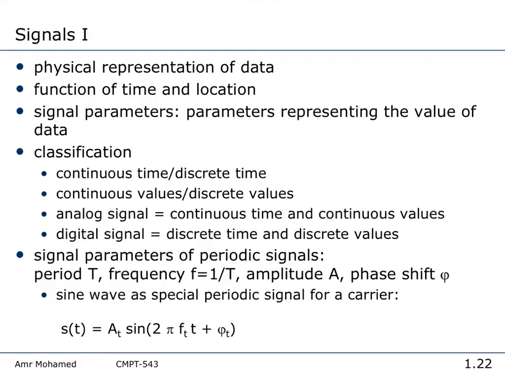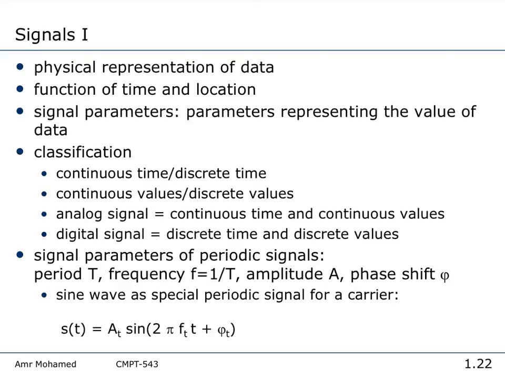So the signal itself can be continuous in time or discrete in time. So we have discrete signals and we have continuous signals. It could be continuous in value or discrete in value. And we can have any combination between these. So it could be continuous time, continuous value. Or continuous time, discrete value. Or discrete time, continuous value. And so on. So we can have any combination of these. So this actually gives us four combinations.